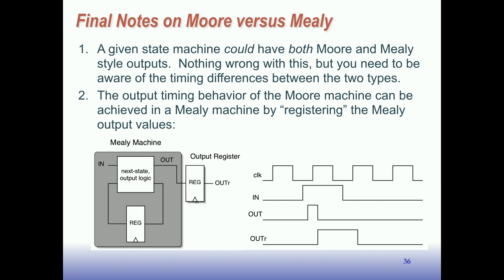And as I said, the timing behavior of the Moore machine can be achieved in a Mealy machine by registering the outputs. So if you didn't get the subtlety about the timing, you should think about it and study this. This is really kind of an important concept. If you understand this concept, you understand a lot about digital design and the timing of digital circuits, right? And the way that clocking guarantees correct behavior. Right?